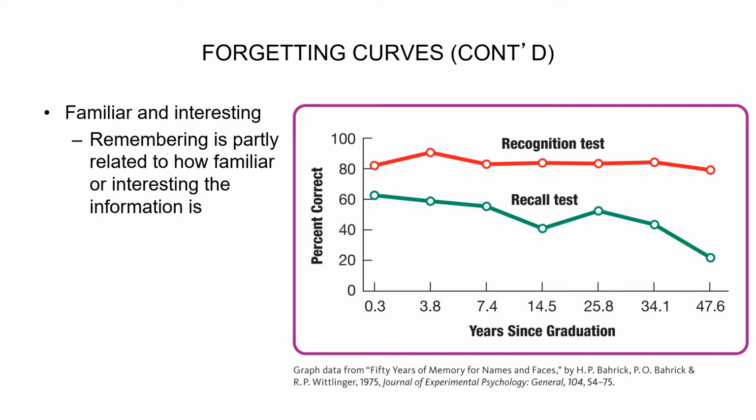So the previous one, nonsense syllables, unfamiliar stuff, showed a big decline in remembering. Information that we consider familiar or interesting, like the names and faces of people we went to high school with, can tend to last years and years and years. Even if the general recall test goes down, on the recognition test, when you're shown pictures, it can key the information, it can bring the information back.